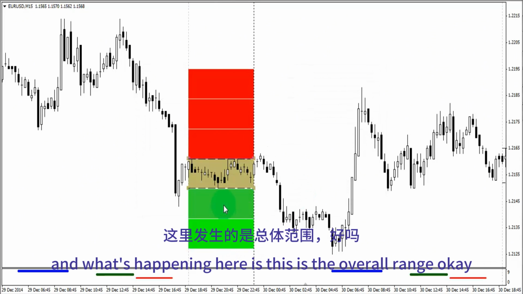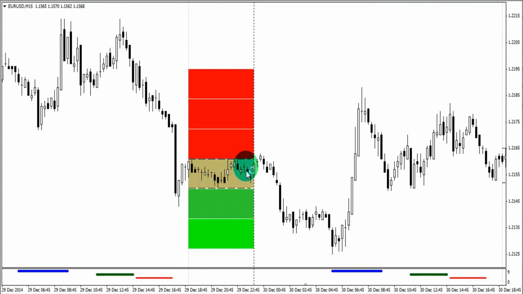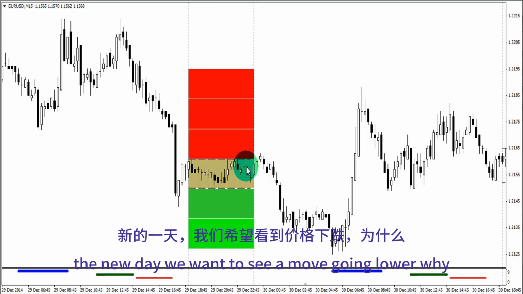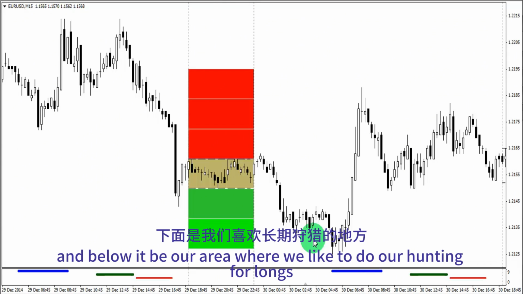And what's happening here is this is the overall range. If we're bullish, we would anticipate what taking place going into the new day? We want to see a move going lower. Why? Because we learned that with Power of 3 we want to see the opening price and below it be our area where we like to do our hunting for longs.